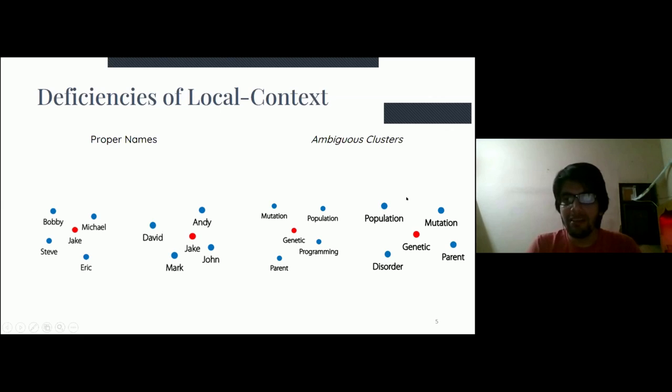But we need to realize that the meaning of these nearest neighbors themselves change. So population here means something else and means something else here. They are related, but they do carry a different meaning. So this is what we are calling ambiguous clusters: when a set of words appear together, but their meaning does change based on the context.